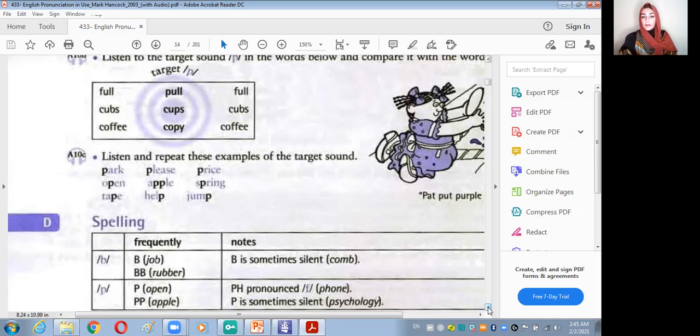And here we have the last row. When the p sound comes at the final position of the word, we have the word tape, okay? We have also help, and the word jump, okay?